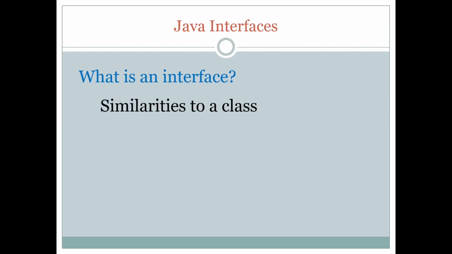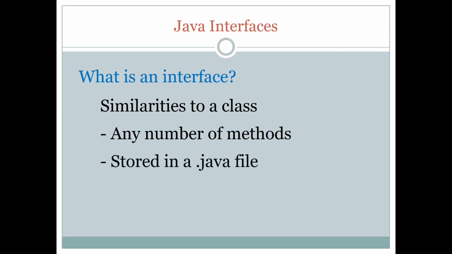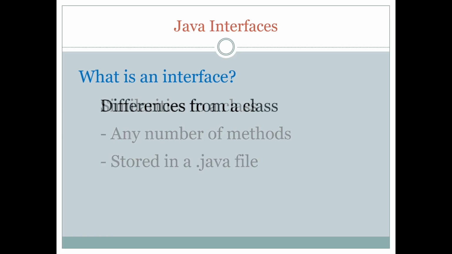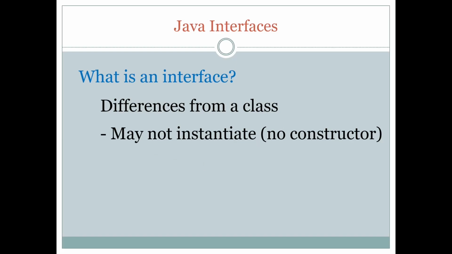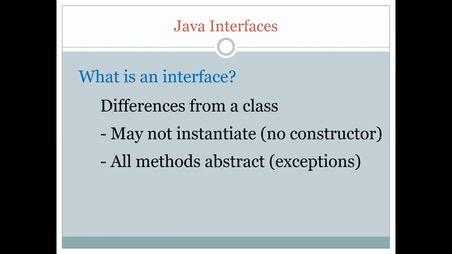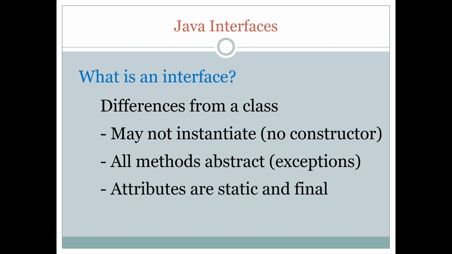Now there are some similarities and differences to a class. Some of the similarities include that an interface can have any number of methods and it's stored in a .java file. The differences: you can't instantiate an interface, therefore there's no constructor. All the methods have to be abstract. There are a couple of exceptions, and that's some new features added in JDK8, more on that later. And attributes are static and final.